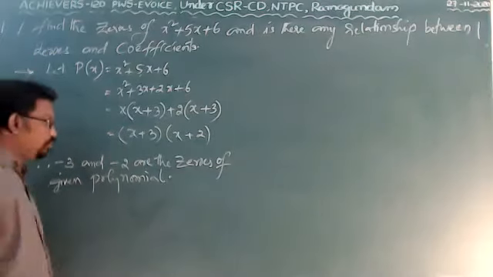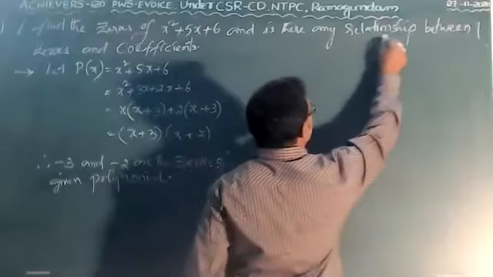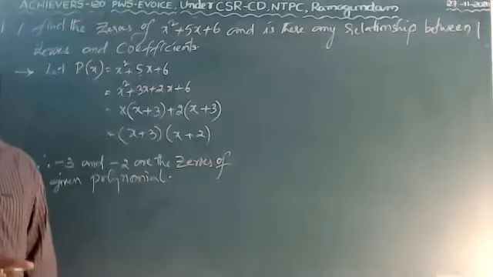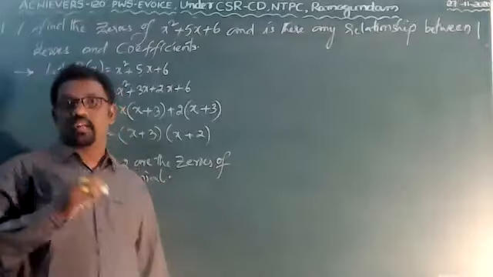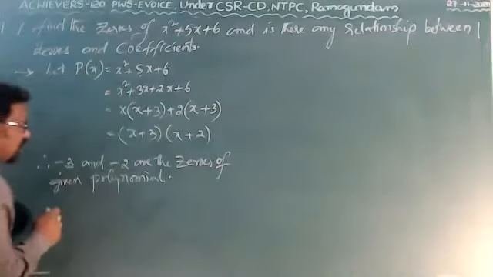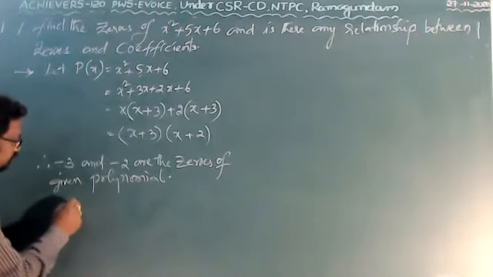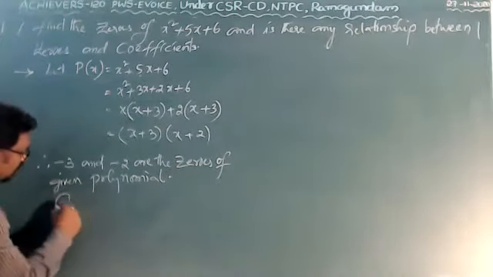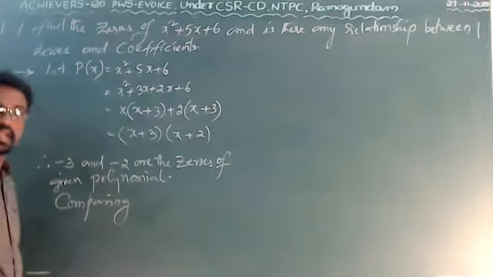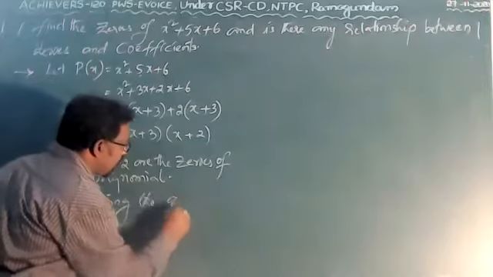Now we have to find the relationship. Are minus 3 and minus 2 the zeros of the given polynomial? Yes. Now you have to compare, comparing the quadratic.